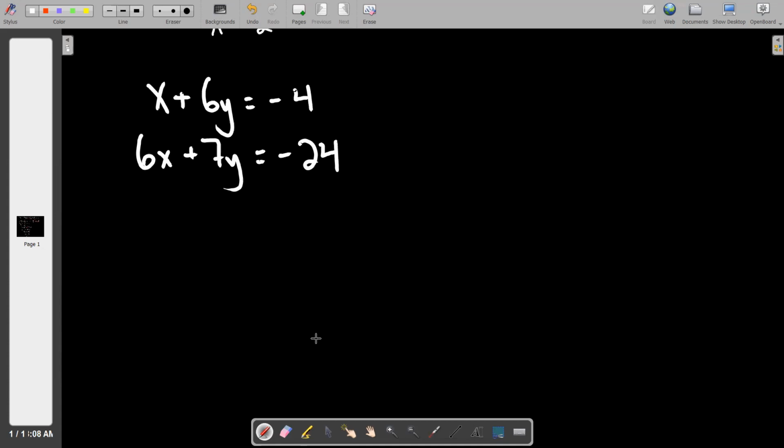Because if you try to get me by myself, all you got to do is move this pesky 6y out of the way. Easy. So we're going to take that equation, the top one, and we're going to solve it so that x is by itself. What will it say when x is by itself? Absolute perfection.